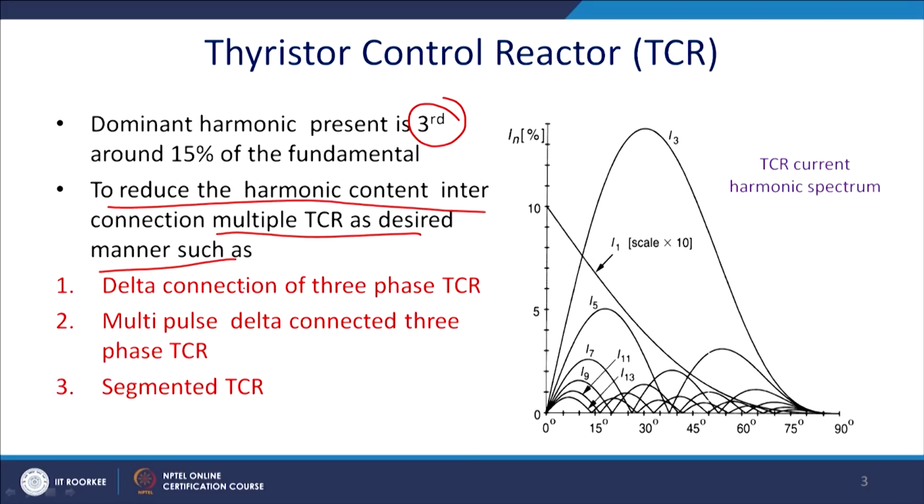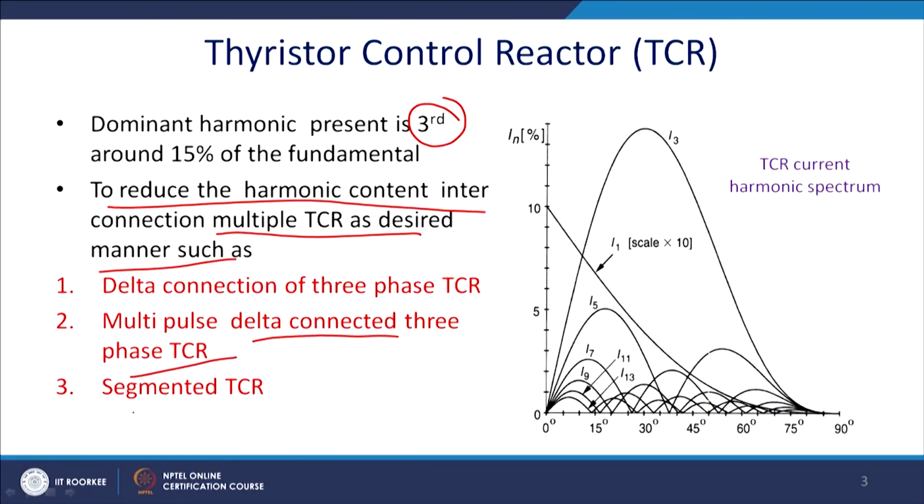slide. So, one way can be delta connections, so that it does not go to the line, it will be restricted as circulating current inside the delta. And there can be another solution, that is called multi-pulse delta connected 3-phase TCR and segmented TCR, all to basically suppress the third harmonic, which will have a huge strength.